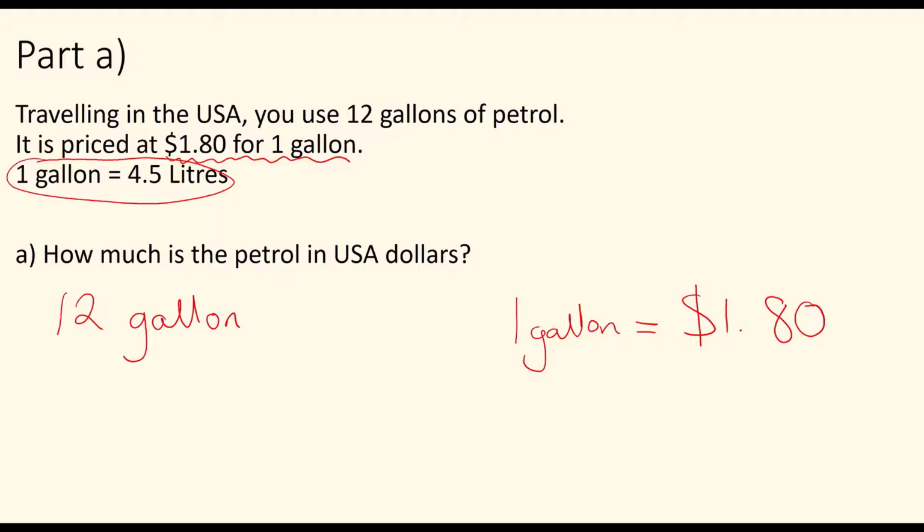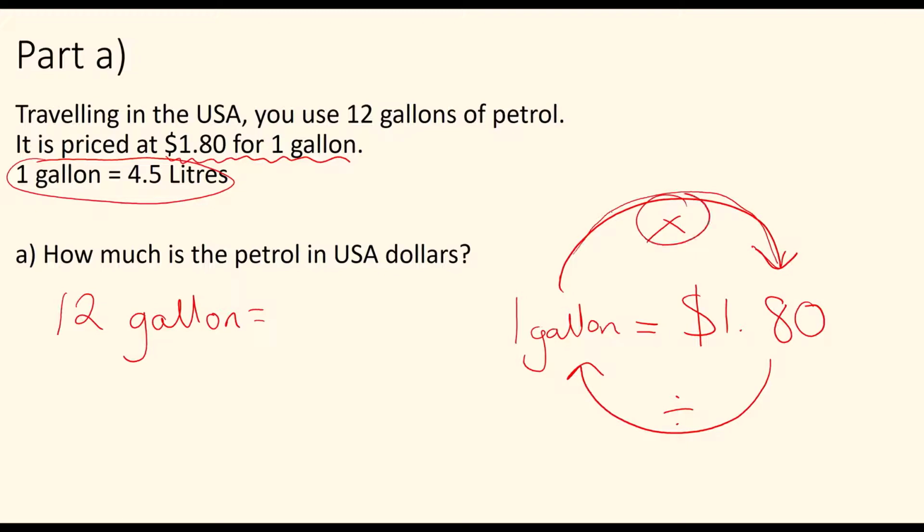So it says it's $1.80 for 1 gallon. So I've rewritten it out like a conversion factor. And then I'm going to draw my arrows, times and divide, and think I've got to get these 12 gallons into dollars. So I'm going from gallons to dollars. So yeah, it's the right hand side, and that means that we're going to multiply. So 12 gallons times $1.80. Got my trusty old calculator here.